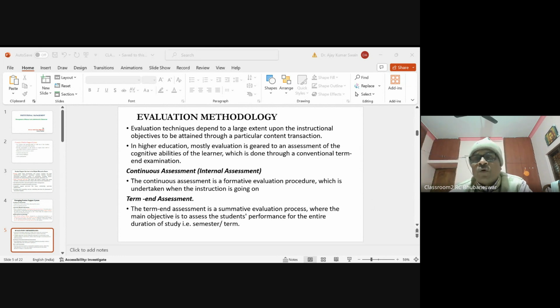In face-to-face mode, term end is 80% and internal is 20%. In distance mode, 30% is internal, external is 70%. Clear? Any doubt? Remember it.